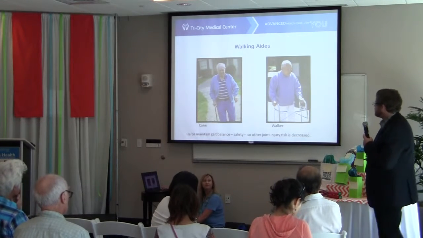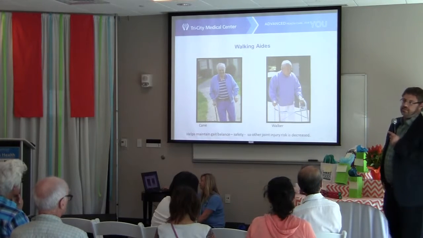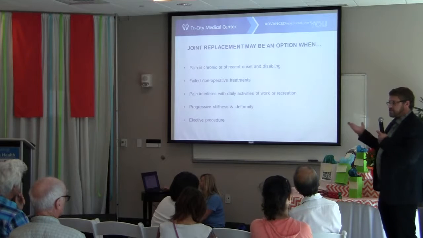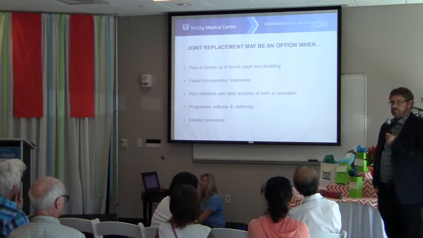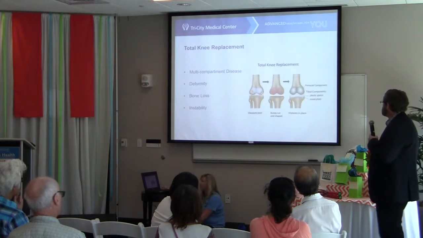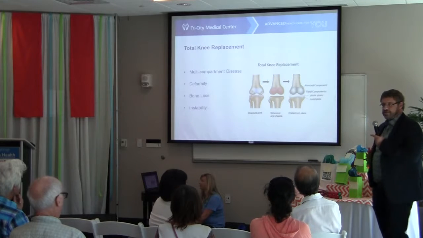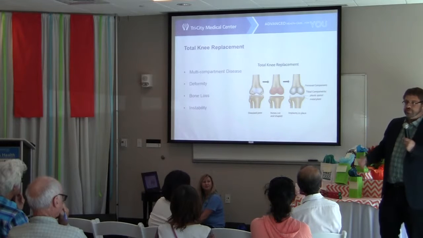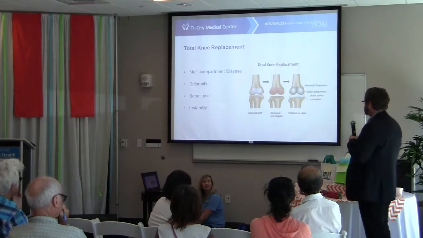Back to the other things you can do, which are obviously canes and walkers. So when all those things fail, we move on to joint replacements. Joint replacement is essentially resurfacing. Again, I get back to the tire analogy: if your tires wear out, you resurface them. So that's basically what joint replacement is.